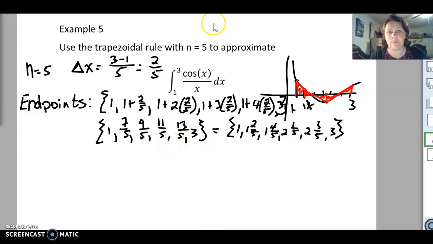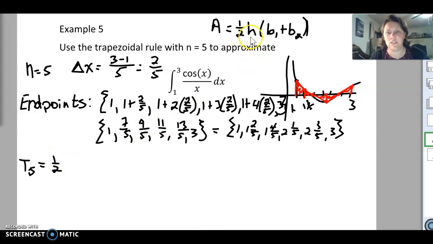So remember, with our trapezoid rule, the area of a trapezoid is equal to 1/2 times the height times base sub 1 plus base sub 2. Remember that each one of our sides in this case are going to be our base sub 1 and our base sub 2. And so when we do our trapezoidal rule for integrals, that's going to be t sub 5 in this case because we have 5 subdivisions. And so we're going to have the 1/2, which comes directly from our equation, times h. Remember that that h in this case is going to be our delta x, and our delta x is 2/5.